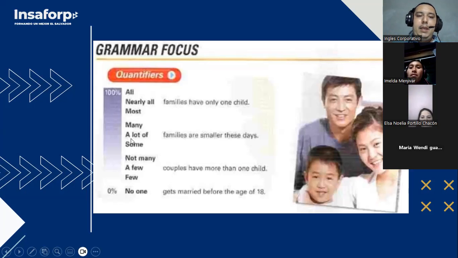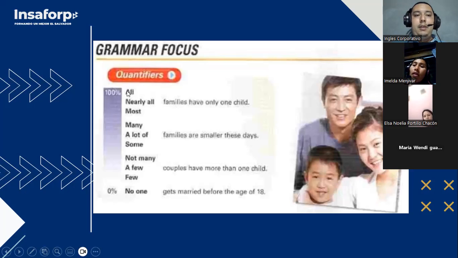Here we have many, a lot of, and some. And it is said, many families are smaller these days. Yeah, many families are smaller due to the rising prices of everything you need to buy. A lot of families are smaller these days. Some families are smaller these days.